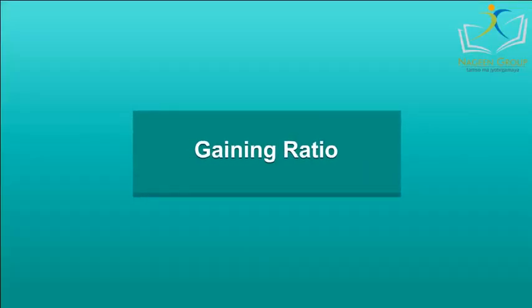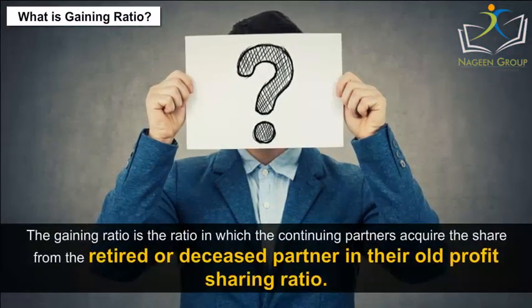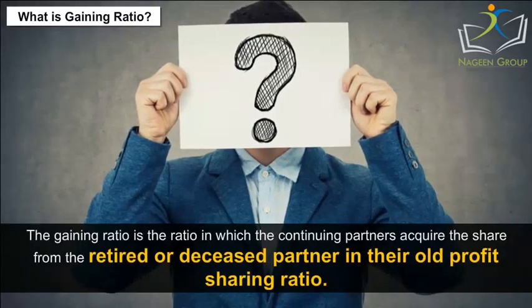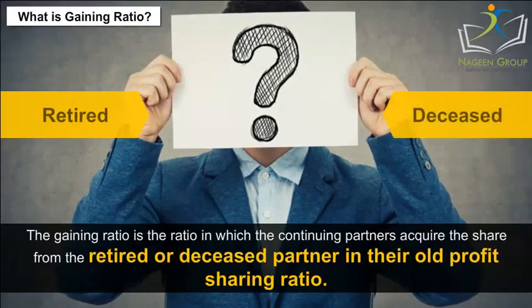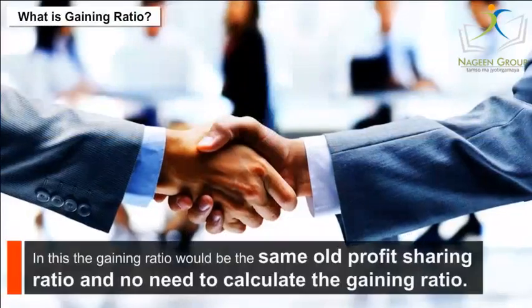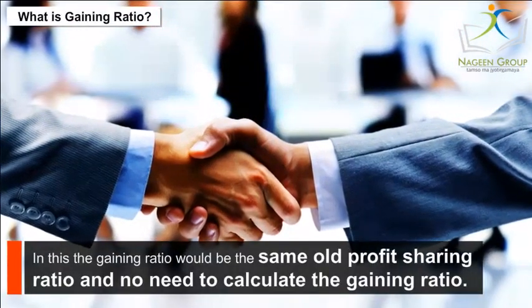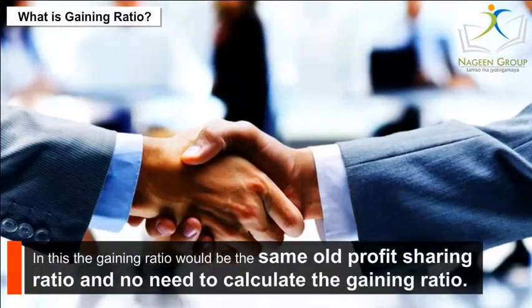Gaining ratio. What is gaining ratio? The gaining ratio is the ratio in which the continuing partners acquire the share from the retired or deceased partner in their old profit sharing ratio. In this case, the gaining ratio would be the same as the old profit sharing ratio and there is no need to calculate the gaining ratio.